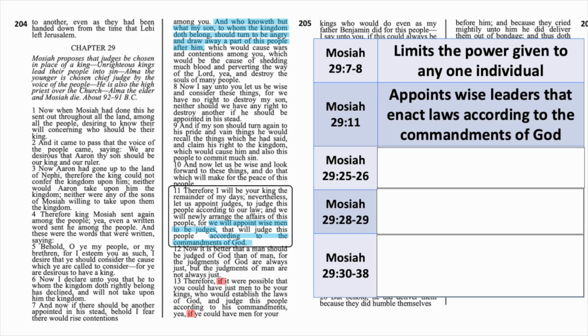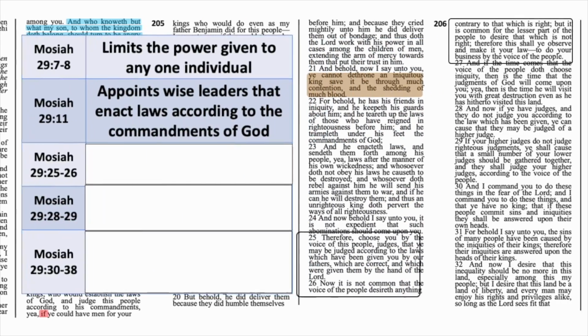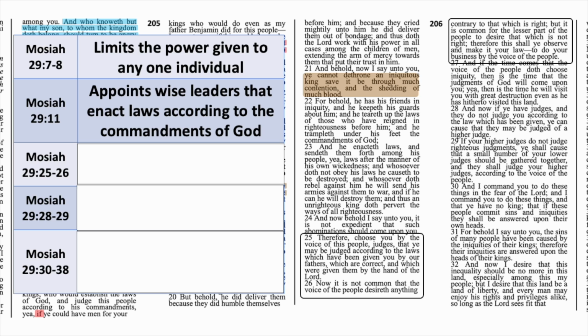Principle number 3, in verses 25 through 26. If it's not good for any one individual to have the power, then who is given the power in good government? I mean, you've got to give it to somebody, right? What phrase in these verses shows where the ultimate power comes from? Yes, there are judges, but who appoints them? The voice of the people. The people are given the ultimate power in choosing who leads them, and that is determined by the majority.